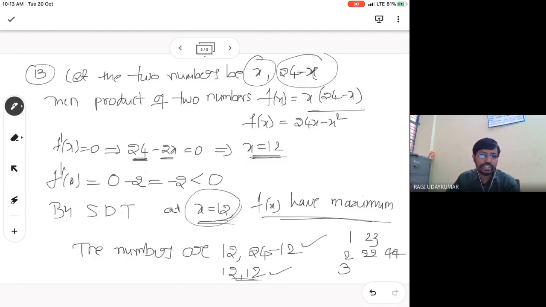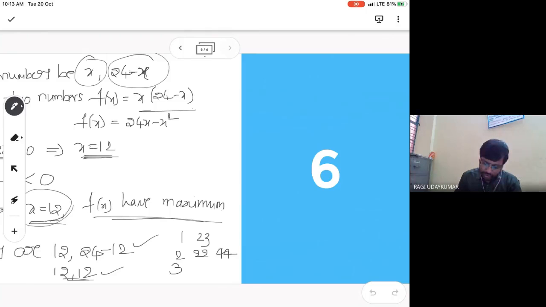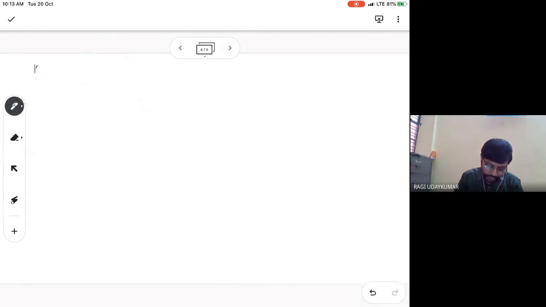Next question is asking you to find the two positive numbers x and y such that the sum x plus y is equal to 60 and xy cube is maximum. So that is nothing but here in this what you have to do, the question is given to you, sorry, 14th.